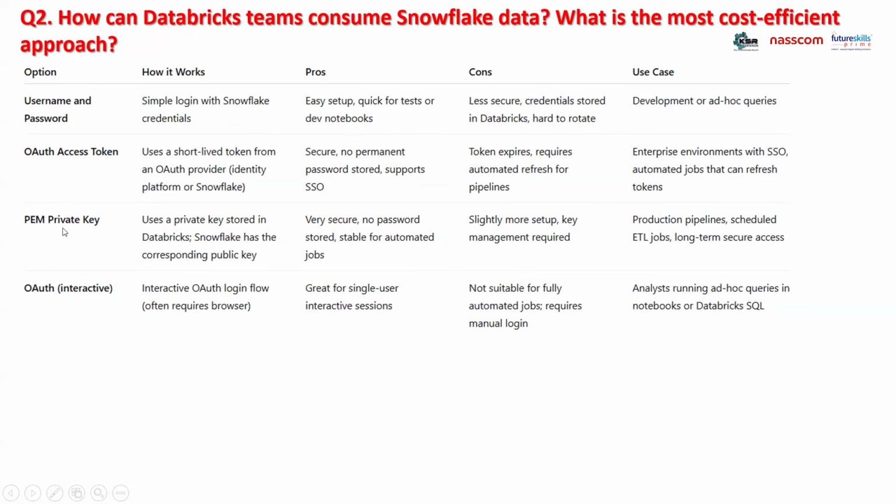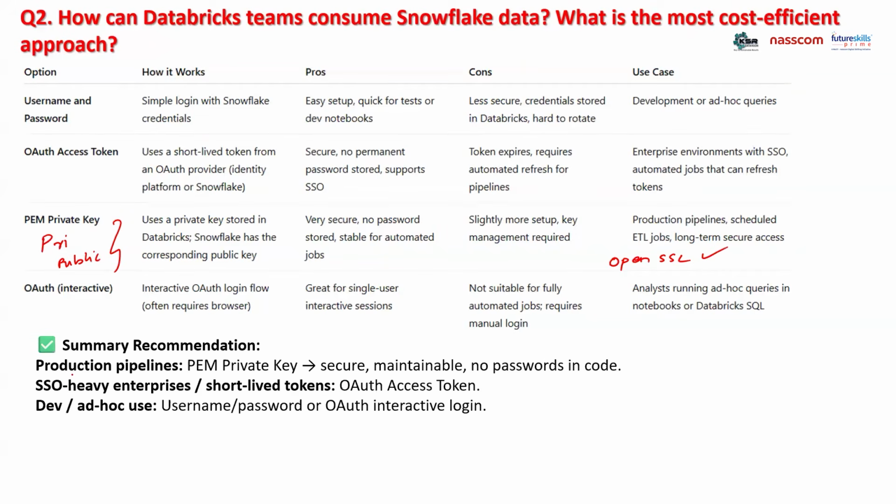There is also PEM or private key. We can use this also, where it is very secure, no password is there, unless the private key and public key are both correct, only then will it work. We can use OpenSSL to configure all these things. And there is one more thing, interactive OAuth login credentials, that you can also use. But the main thing is, if you have any production pipeline, the best way to go is the private key, since it is more secure.